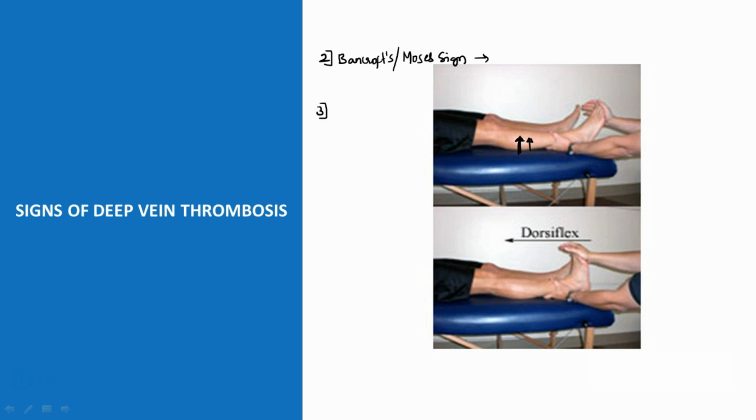The third sign of DVT is Lowenberg sign. What happens in Lowenberg sign? We have to tie a sphygmomanometer, that is the BP cuff, and inflate it to 80 mmHg. When the pressure is inflated to 80 mmHg, what happens? There is elicitation of pain if there is DVT. So Lowenberg sign is positive if there is pain in the calf on inflation of the BP cuff to 80 mmHg.